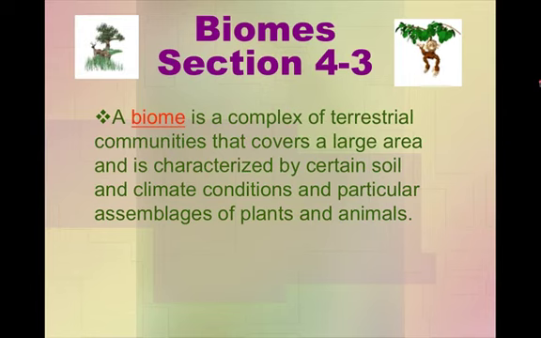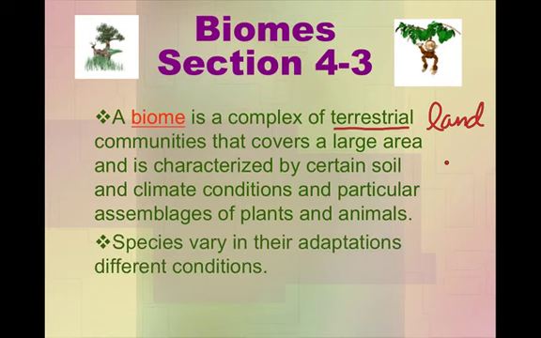A biome is a complex of terrestrial, and terrestrial stands for land, communities, that covers a large area and is characterized by certain soil and climate conditions and particular assemblages of different types of plants and animals. Species vary in their adaptations to these different types of conditions.